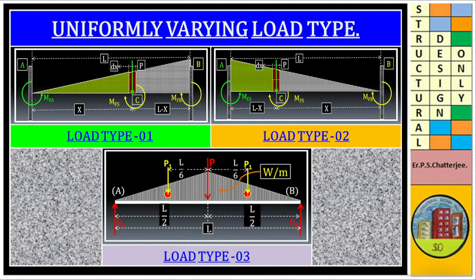Uniformly varying load. Type 1: here, at the right hand support, the load is maximum. Load type 2: the load is maximum at the left hand support. Load type 3: here, the load is maximum at the center of the beam.